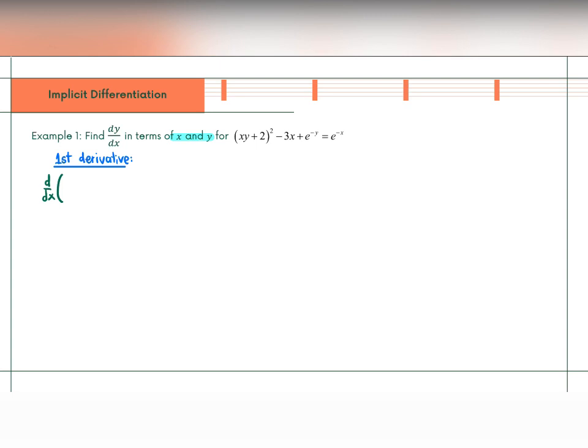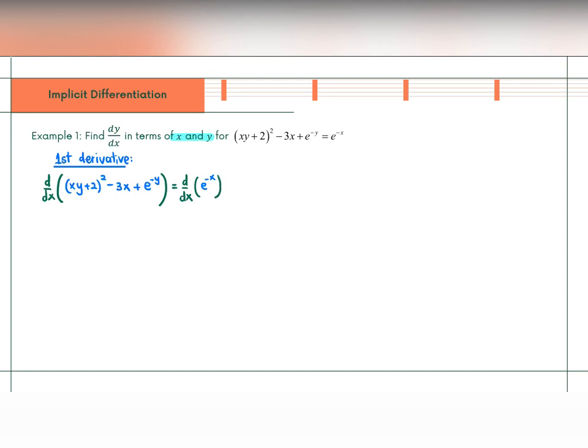Okay. The function here is (xy + 2) squared minus 3x plus e of negative y. Kita tutup bracket. Equals to differentiate with respect to x again. Our right hand side pula adalah e of negative x.